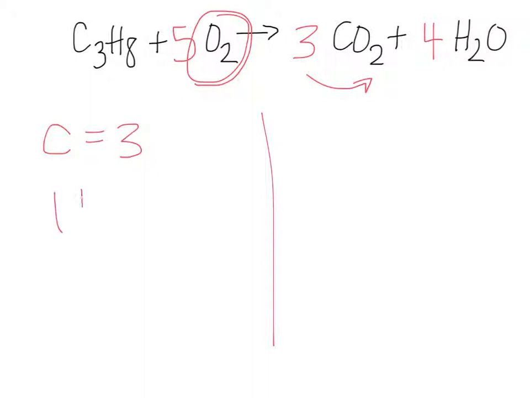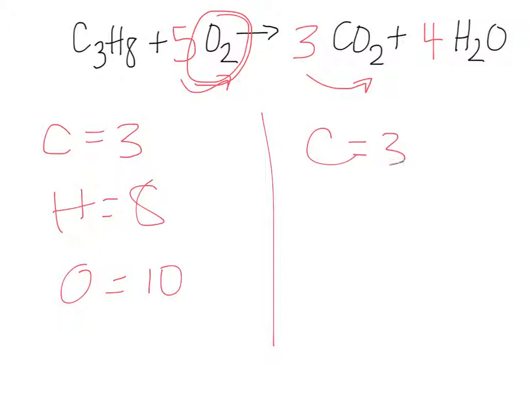Carbons are 3, hydrogens are 8, 5 times 2, oxygens are 10. Let's see, 3 times 1, carbons are 3, hydrogens 4 times 2, that's 8, and then we have 3 times 2, which makes 6 oxygens here, and then 4 times 1 is 4 oxygens, so for a total of 10, which means we're good.